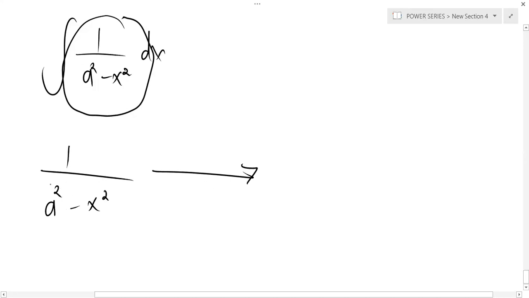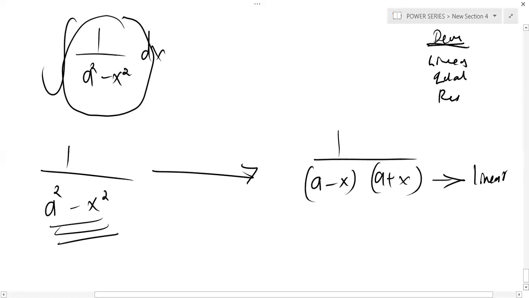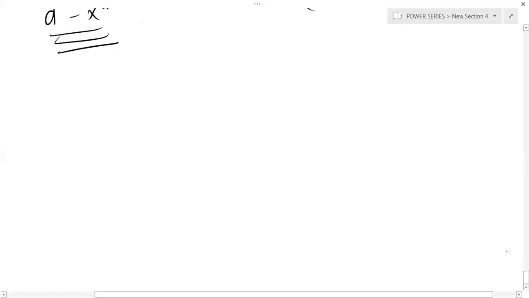First of all, I can write this in a simple way because this is a difference of two squares. I can write it as 1 over (a minus x)(a plus x). Then clearly we can see that the denominator is linear. Under partial fractions, you look at the denominator. The denominator could be linear, it could be quadratic, it could be repeated. This particular one is linear.